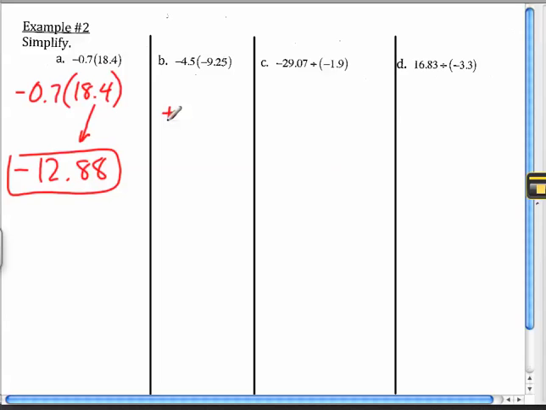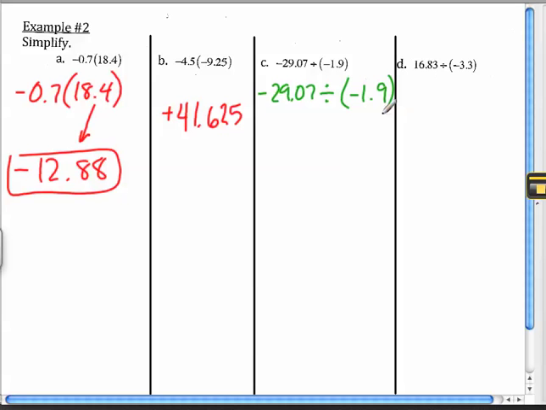So what did you get for your answer, Fritz? I got 41.625. Beautiful, and it's positive. Okay, great job. Now I'm looking at the next one, and guys, I'm going to rewrite this one. This one says negative 29.07 divided by negative 1.9. We won't be using that divided by sign much longer. This is just to review multiplying and dividing with positives and negatives.